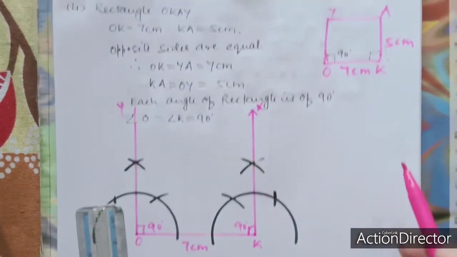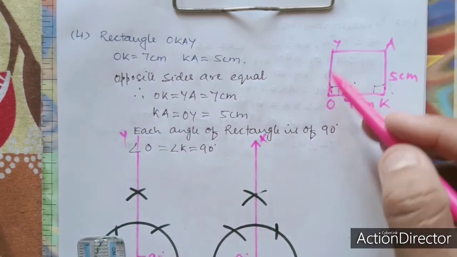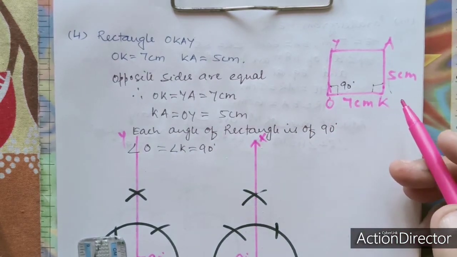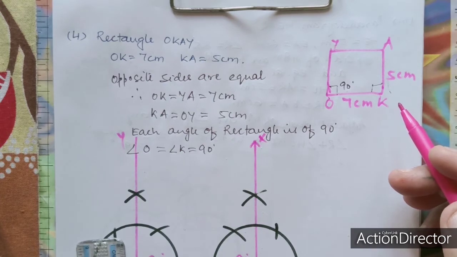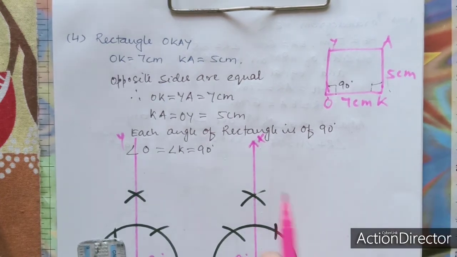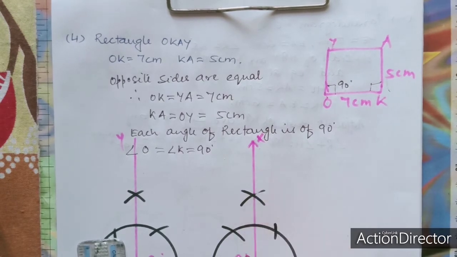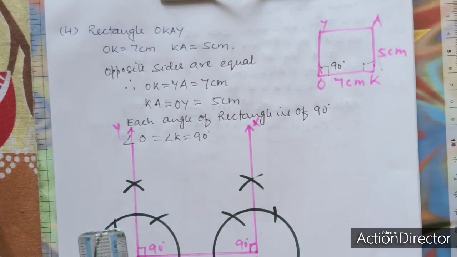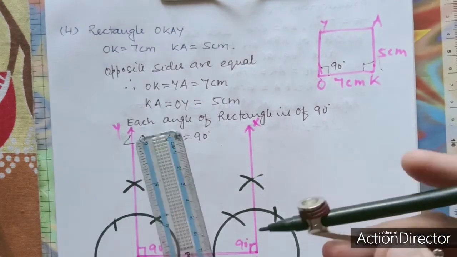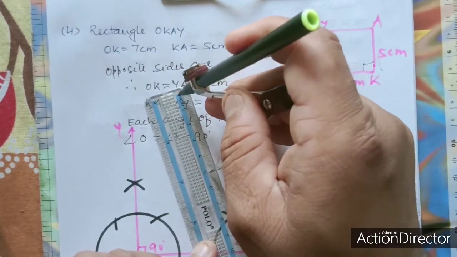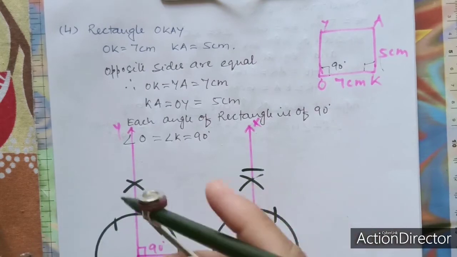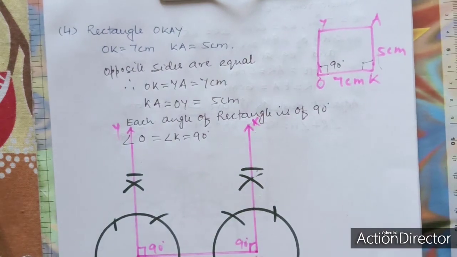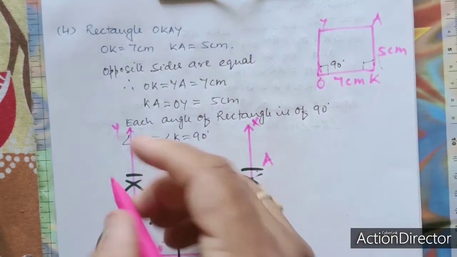Now KA is 5 centimeters and OY is also 5 centimeters. So from K and from O I will draw an arc of radius 5 centimeter. From here I will draw an arc of radius 5 centimeter intersecting this ray OX and intersecting this ray OY. K se mujhe ek arc draw karna hai 5 centimeter ka. Jo arc draw karne pe cut aaya hai, this is A and this is Y.